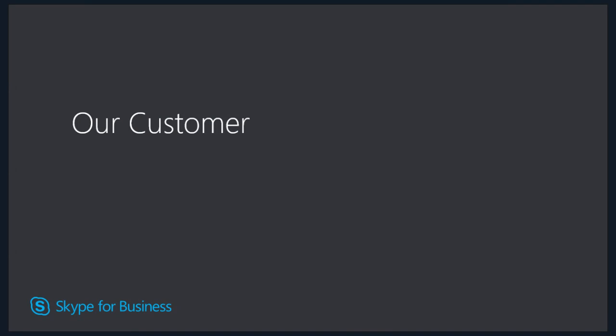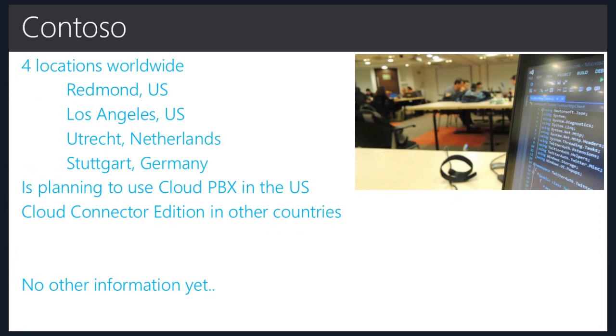So with that being said, let's introduce our customer. Our customer is Contoso. They're actually in 4 different locations worldwide. First location is in Redmond in the US. The second location is in Los Angeles in the US. They have a location in Utrecht in the Netherlands. And they have a location in Stuttgart, Germany. They're planning to use Cloud PBX in the US, and they would use Cloud Connector Edition in other countries. They didn't provide us any other information just yet.